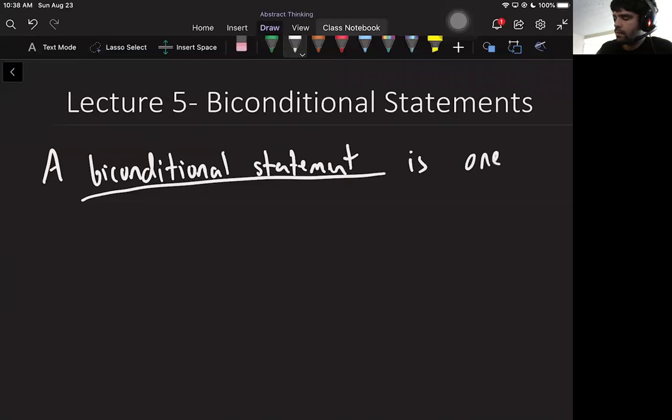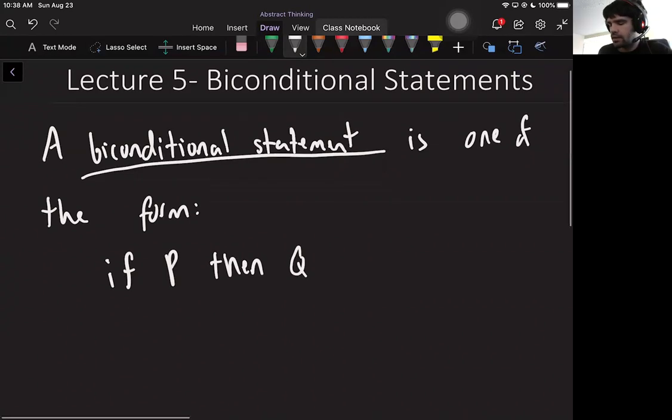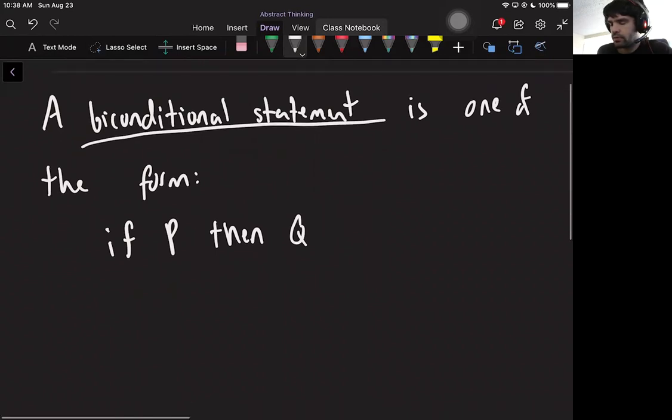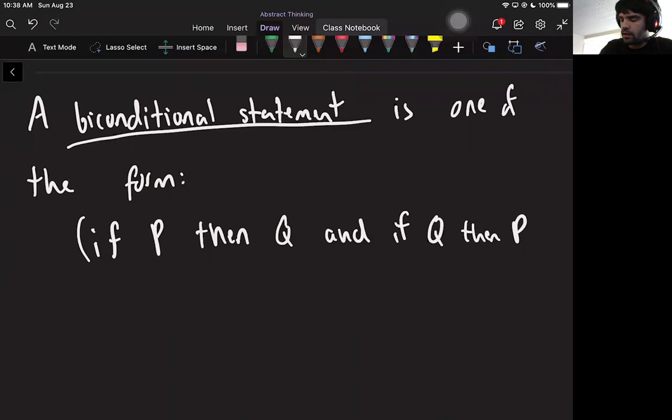It's one of the form. So a conditional statement is of the form if P, then Q. But a biconditional statement means that not only does P imply Q, so whenever P happens, Q happens, but also if Q happens, then P happens. So in English, we don't really use parentheses, but you should really think about it like this. So if something happens, then something else happens, and vice versa.